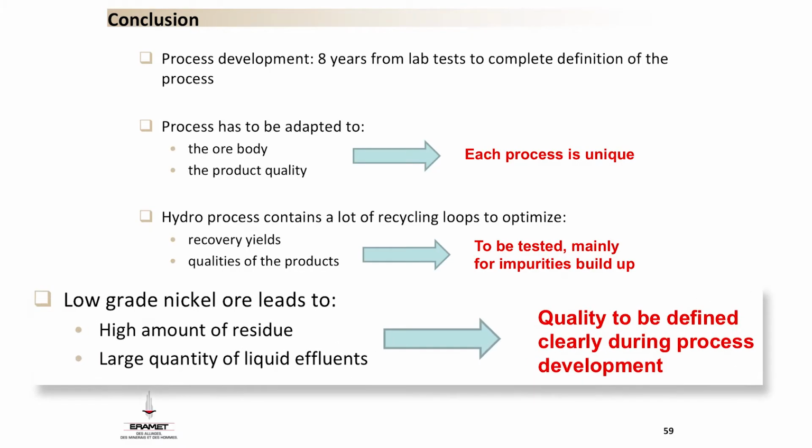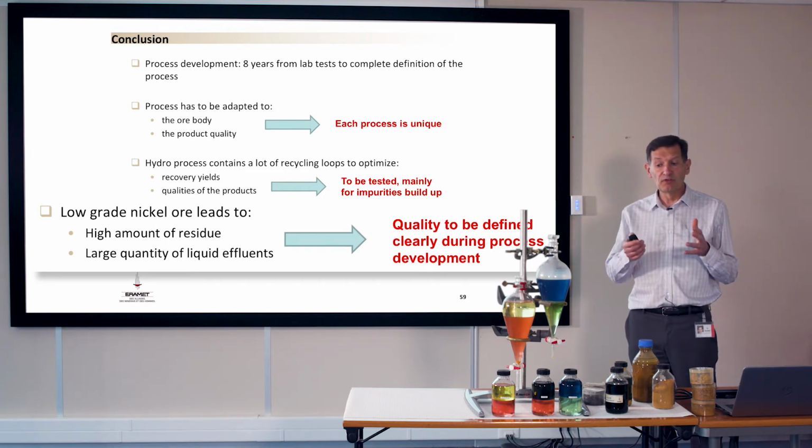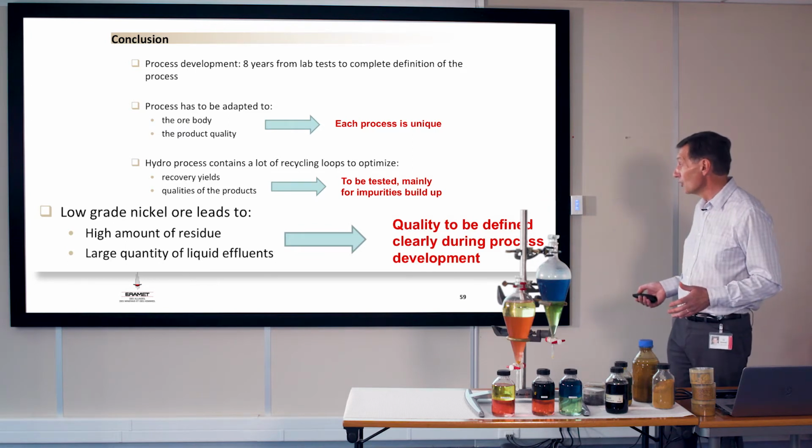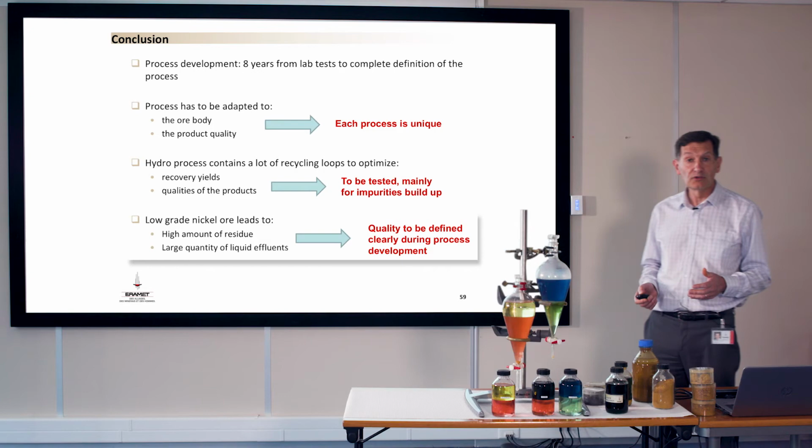The last thing is that you treat ore with very low nickel content, between 1 to 2% nickel content. The conclusion is that you have a very high amount of residue compared to the nickel you produce, and a very large quantity of liquid effluent. And it's very important from the beginning of the development of the process to know what you have to do with this residue, to know the quality of the residue, and to know the quality of the liquid effluent.